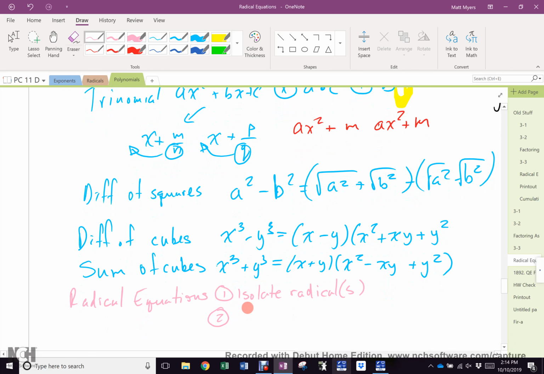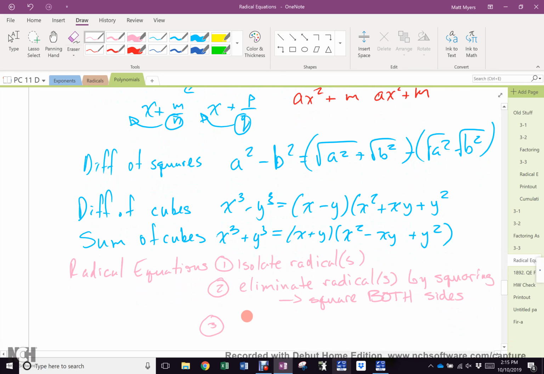2, eliminate radical by squaring. Be careful, square both sides.